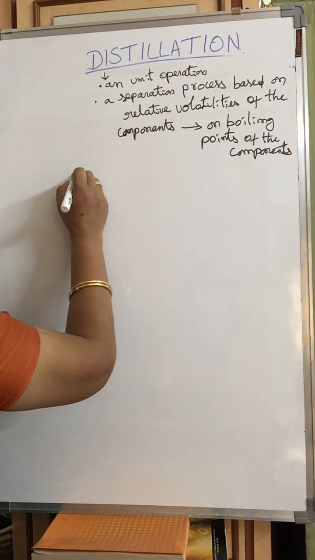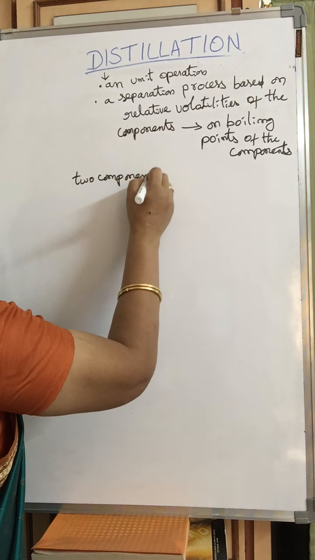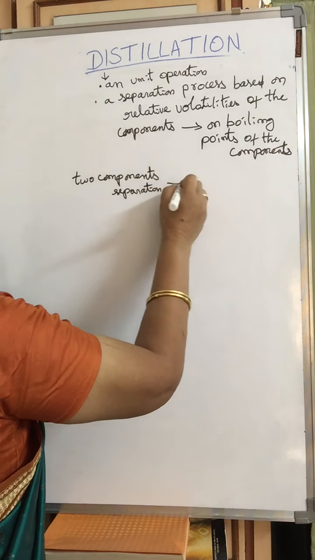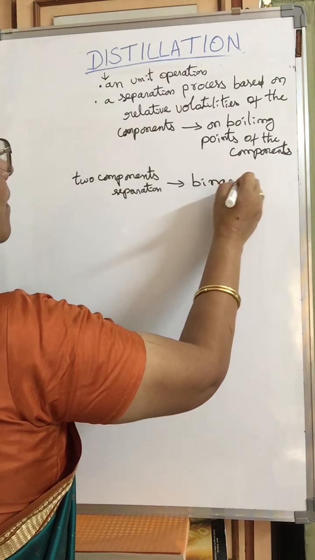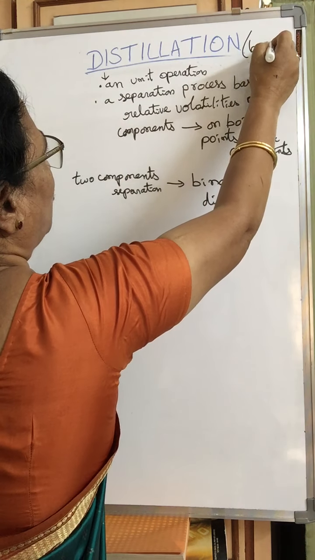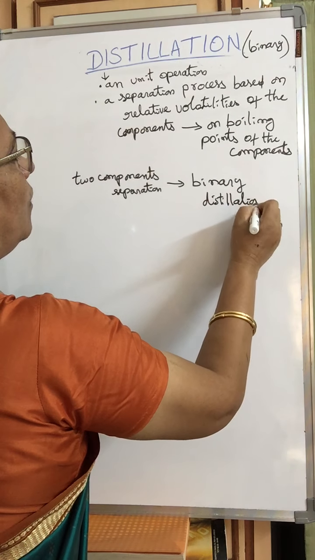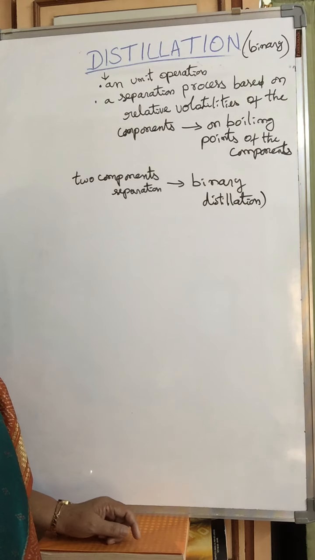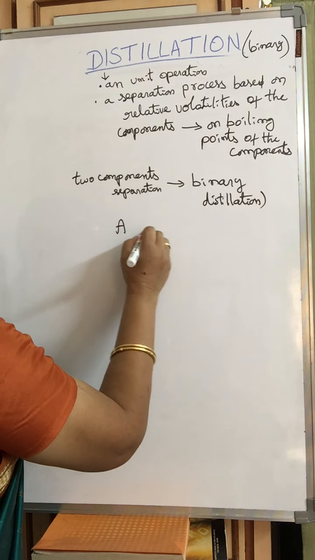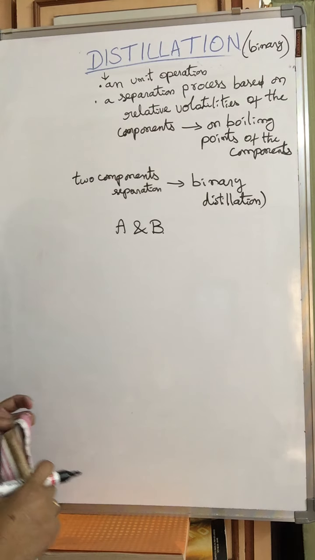So if you consider only two components separation, we call it binary distillation. What we are going to discuss is only binary distillation. Two components, say those two components are A and B.